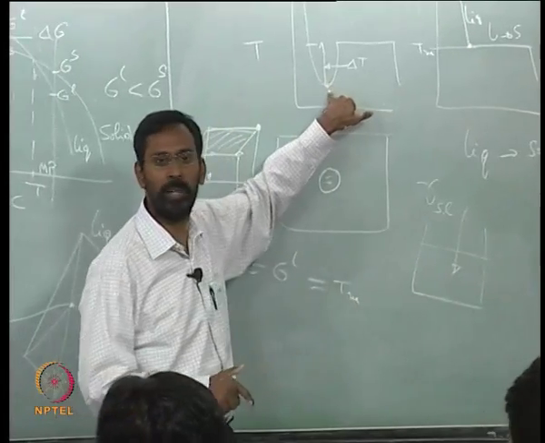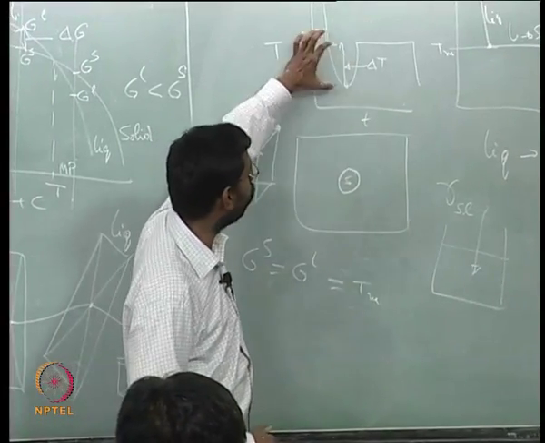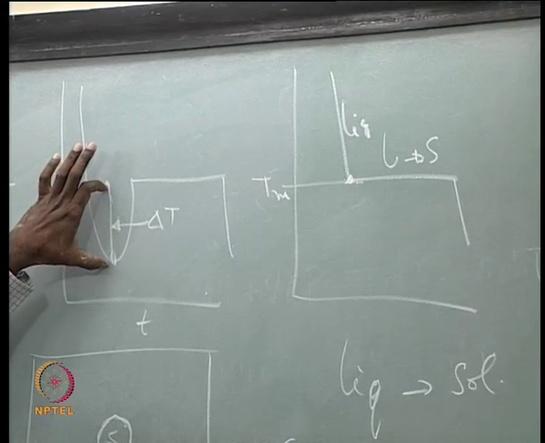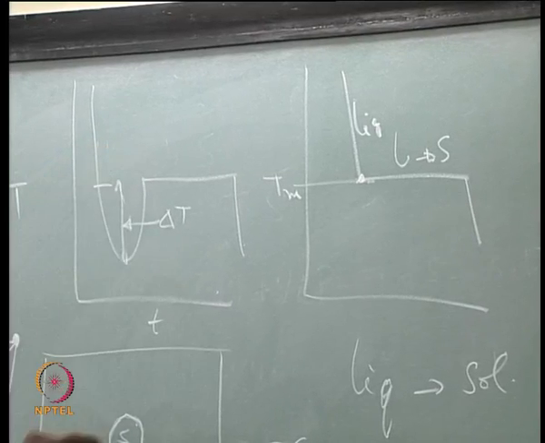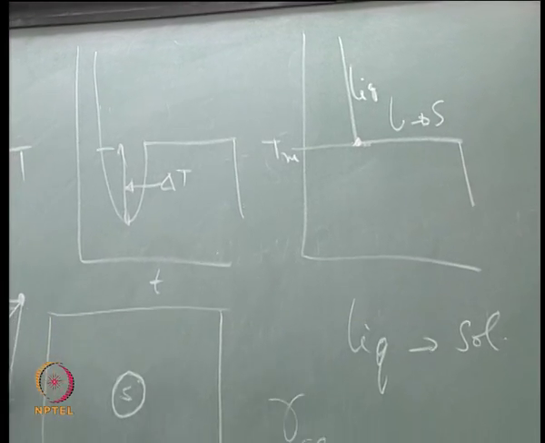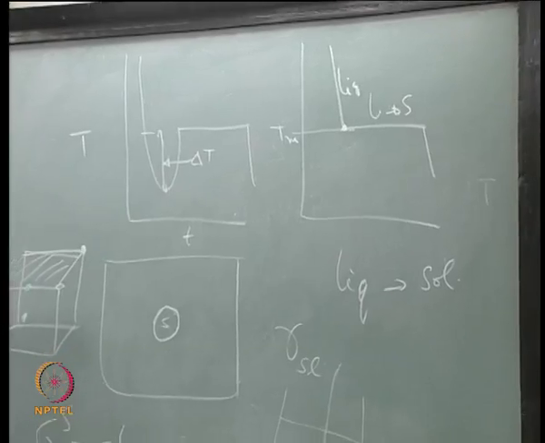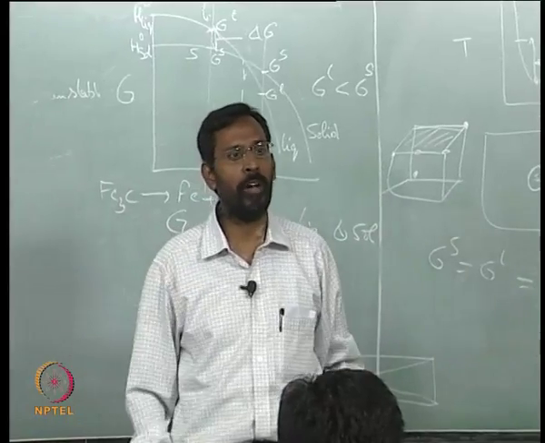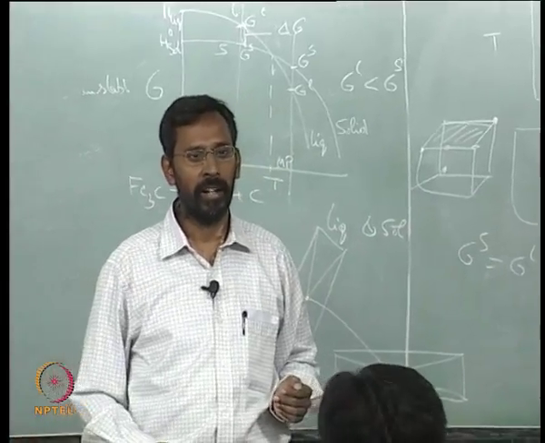Otherwise, in principle it should be this. Why? Because when I undercool, I am providing sufficient energy, and when this energy is equivalent to the surface energy, that is when the solidification will start. Until then, it is like when you want to spend something, you should have something in your pocket, isn't it?